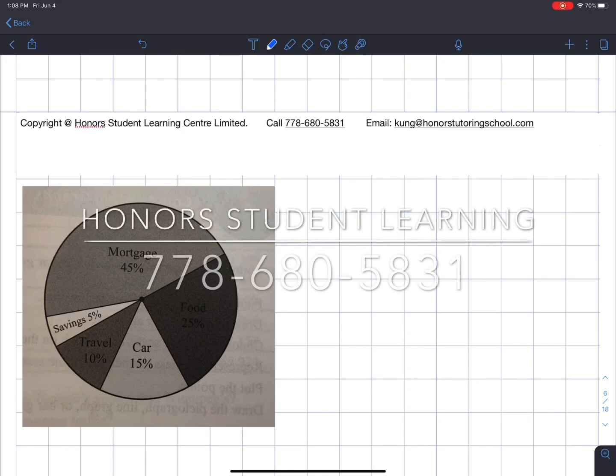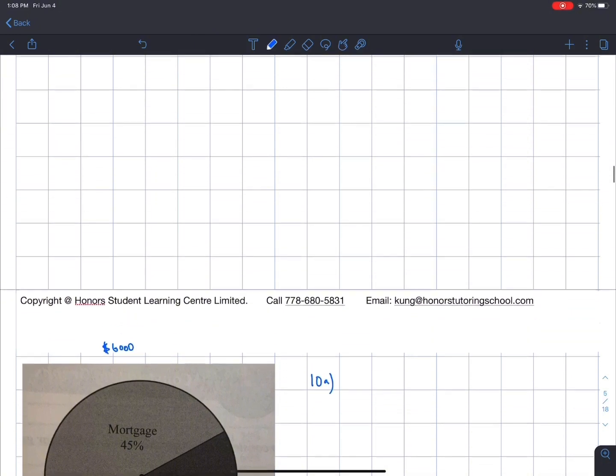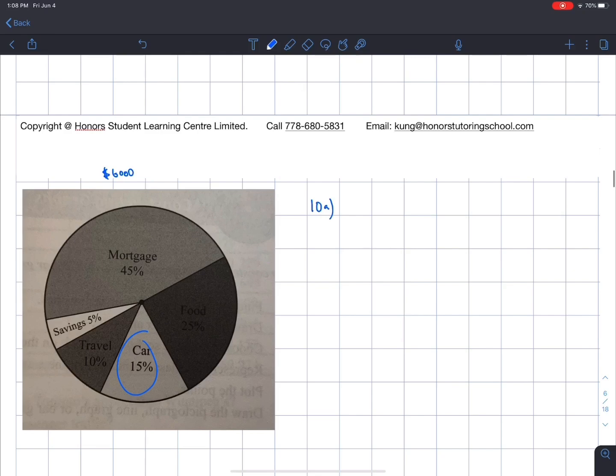Okay, moving on to question 10, 10A. The graph shows a monthly budget of $6,000. What fraction of the monthly budget is spent on car and food? We see that car is 15% and food is 25%. So 15 plus 25, because it's percent, we put it over 100. We get 40 over 100, and this would be 2 over 5.